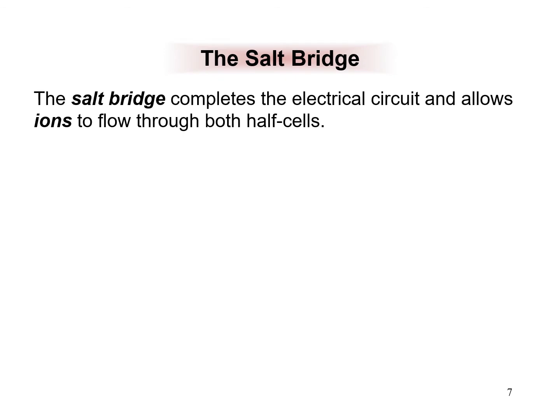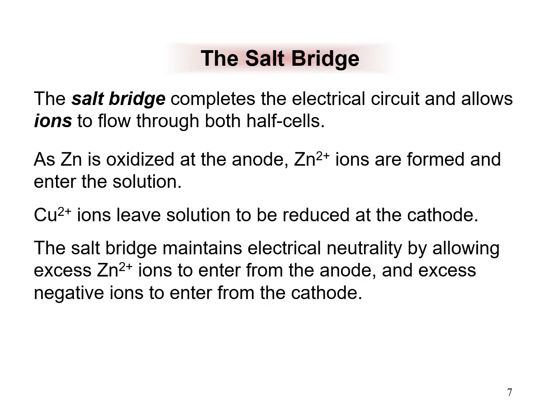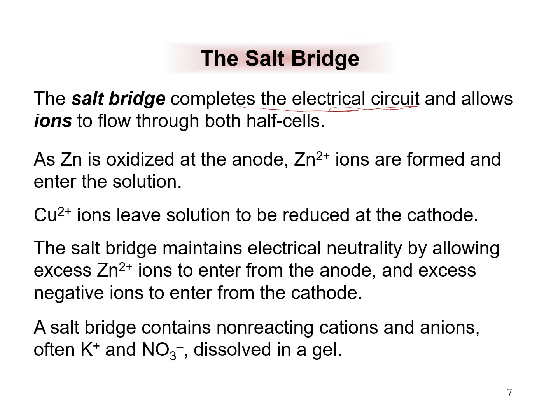Lastly, we also discussed the salt bridge. So what is the purpose of the salt bridge? It completes the electrical circuit and allows the ions to flow through both half cells. It essentially maintains the electrical neutrality by allowing excess zinc ions to enter from the anode and excess negative ions to enter from the cathode. So it essentially maintains the electrolyte solutions at neutral charges.